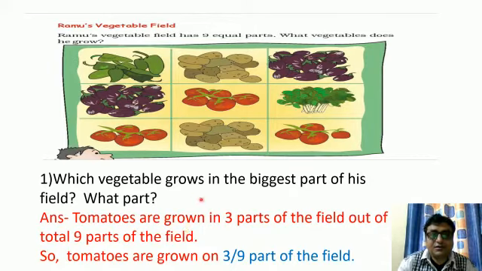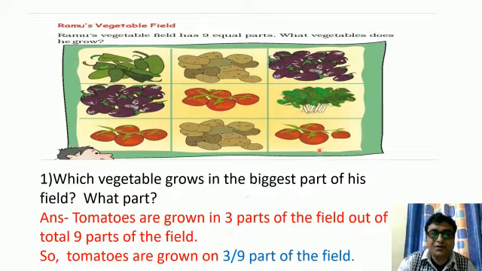That first question is asked what is the biggest part, and you have to answer how many parts of the field tomatoes are grown. So we can answer it 3 parts out of 9 parts. 3 parts of the field, tomatoes are grown, and what part means which part of the field. So we have to answer that question in fraction. Out of 9, 3. So 3/9 part of the field. Which part of the field do tomatoes grow? So 3/9 part of the field. So this is the difference between two questions.